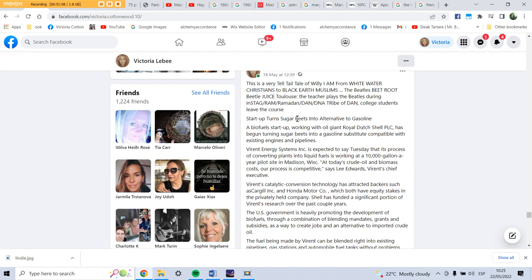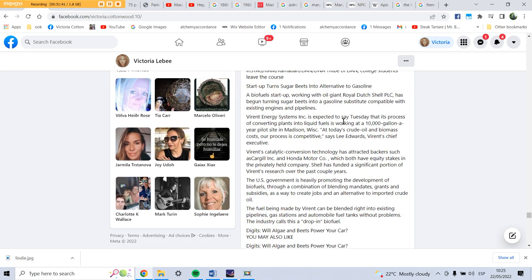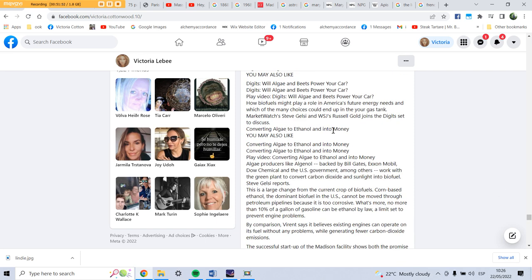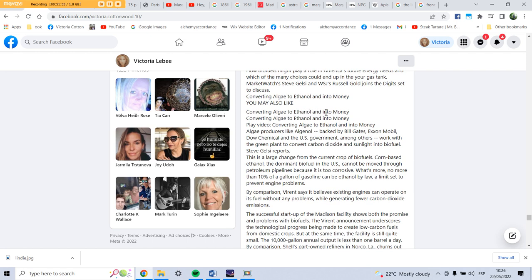So startup turns sugar beets into alternative gasoline. So instead of using gas, high cardinal gas, Capricorn, they're bringing in oil. It represents Pisces, and little Virgo girl is going to come to be the new fuel, the new energy. A biofuel startup working with oil giant Royal Dutch Shell has begun turning sugar beets into a gasoline substitute compatible with existing engines and pipelines. So again, you can read that, but it's all about converting algae to ethanol and into money.